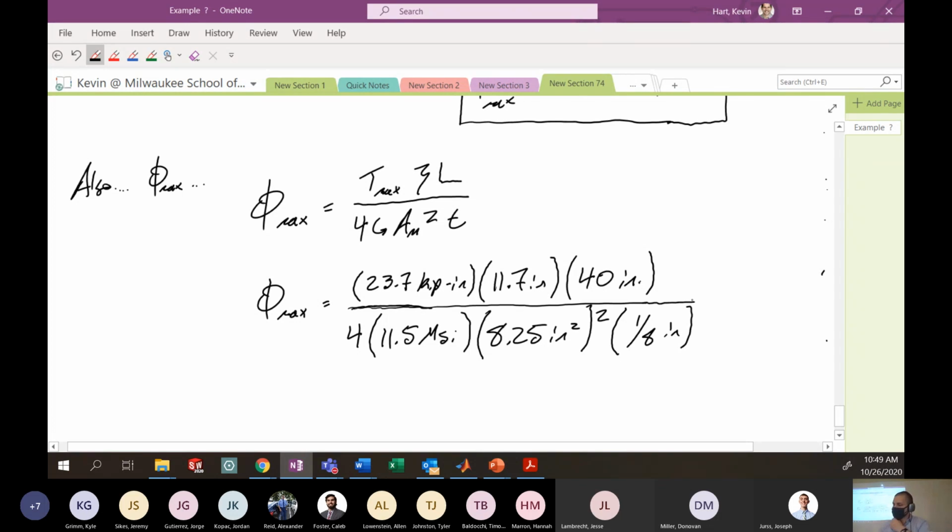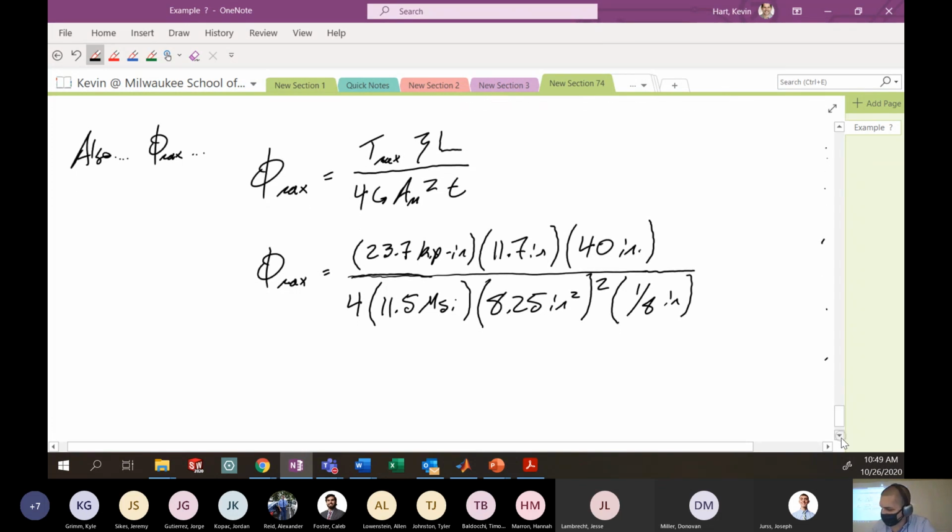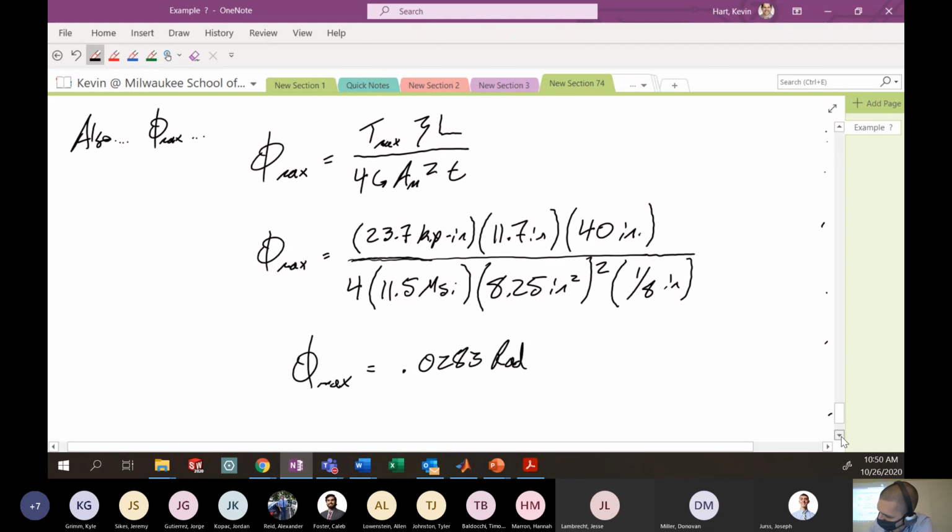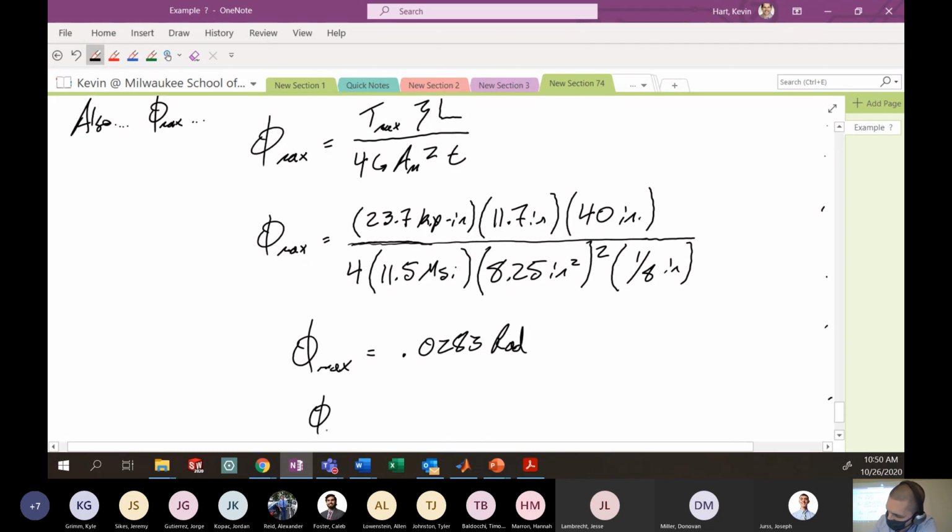Remember, your value is going to come out of this equation in radians. You work this and get 0.0283 radians. Or if you want it in degrees, which is a little better understood, this is going to be 1.62 degrees.